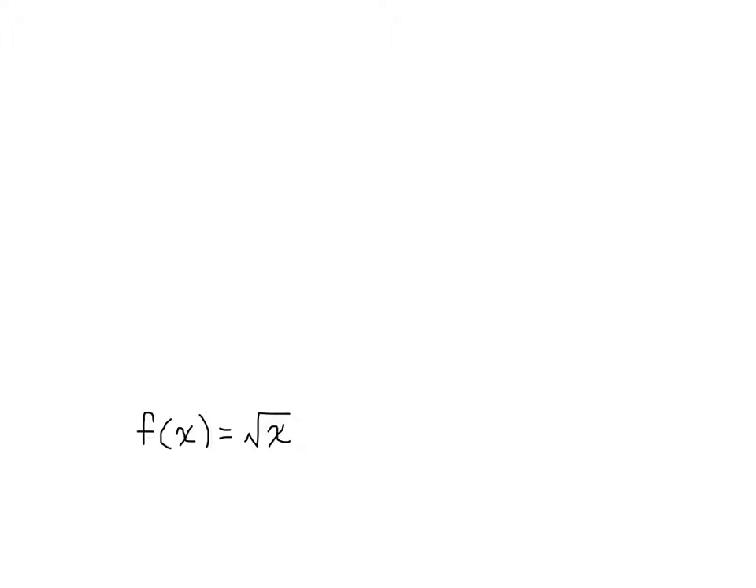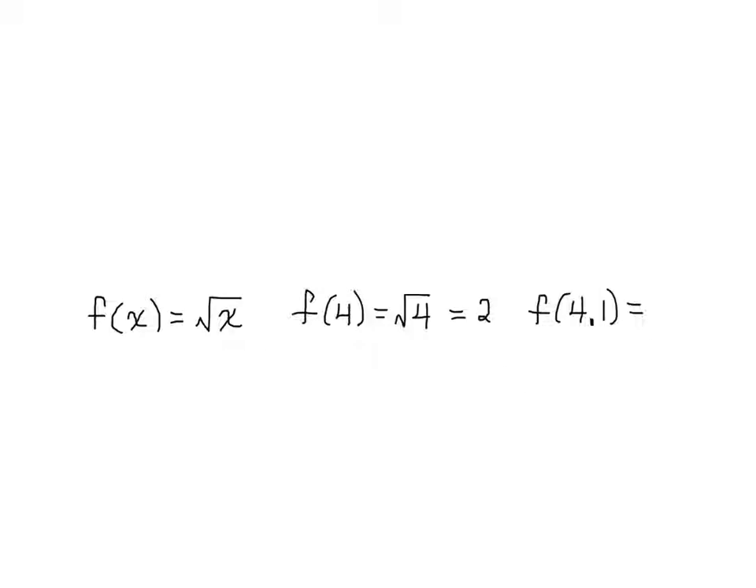And what we know, our given, is that we know what f of 4 is. F of 4 is the square root of 4. The question is, what is f of 4.1? Well, of course, actually, I got ahead of myself. Let's write down, this is the key thing, that we know that f of 4 is 2. Very simple. So what is f of 4.1? That's what we want to find. And we're going to use linearization to solve this.